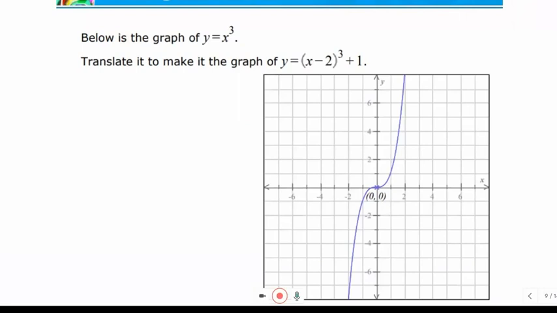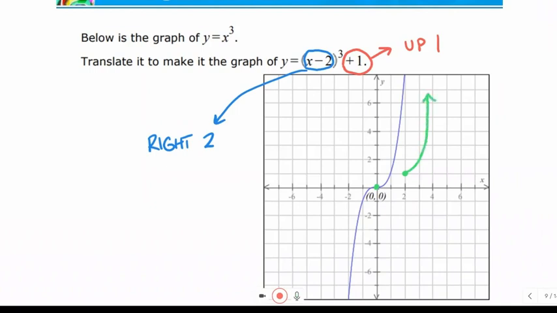And we could do this over and over again. +1 outside means we're moving up 1 unit. -2 inside means we're moving right 2 units. So our vertex right here, we're going to go right 2, up 1. That's our new point. And then we're going to get jiggy with it. Again, might not be drawn to scale, but you're going to have the same shape with the vertex shifted to another point.